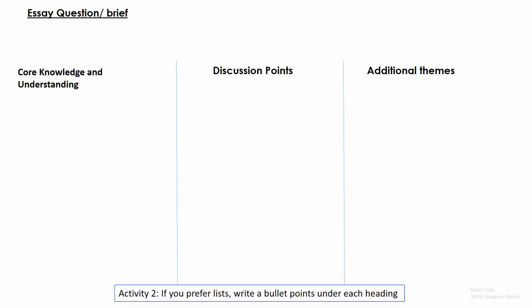If you prefer making lists, then this format might work for you. Here, you list down all the core knowledge and understanding that you have. You then pick out discussion points that you want to cover in your essay and any additional themes that come from the reading.